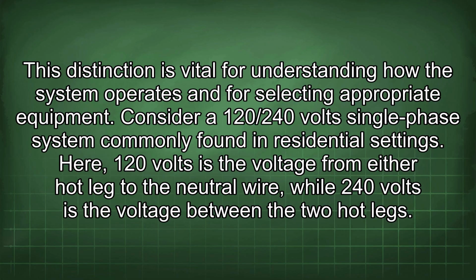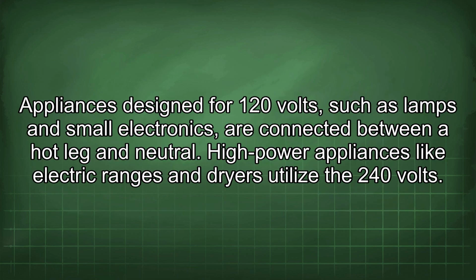Consider a 120/240 volt single-phase system commonly found in residential settings. Here, 120 volts is the voltage from either hot leg to the neutral wire, while 240 volts is the voltage between the two hot legs. Appliances designed for 120 volts, such as lamps and small electronics, are connected between a hot leg and neutral. High-power appliances like electric ranges and dryers utilize the 240 volts.